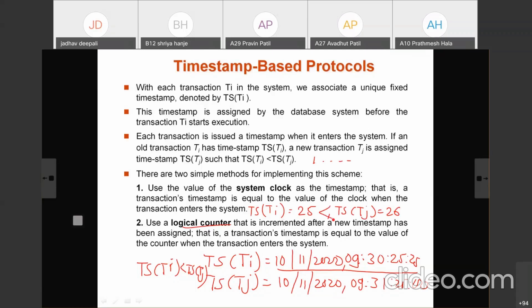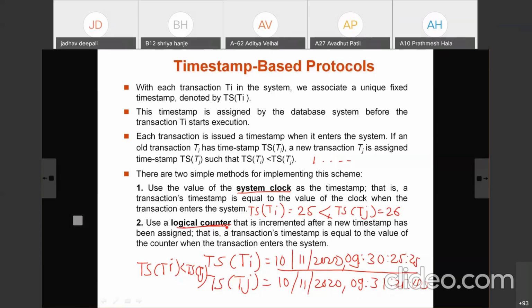Another method is to use a logical counter that is incremented after a new timestamp is assigned. For example, suppose the logical counter starts with 1, 2, 3, 4, and when TI enters the system the counter is at 25. After that, when transaction TJ enters, it is assigned the next logical counter value. In that case also, TS(TI) is less than TS(TJ). So either the system clock or the logical counter is used.